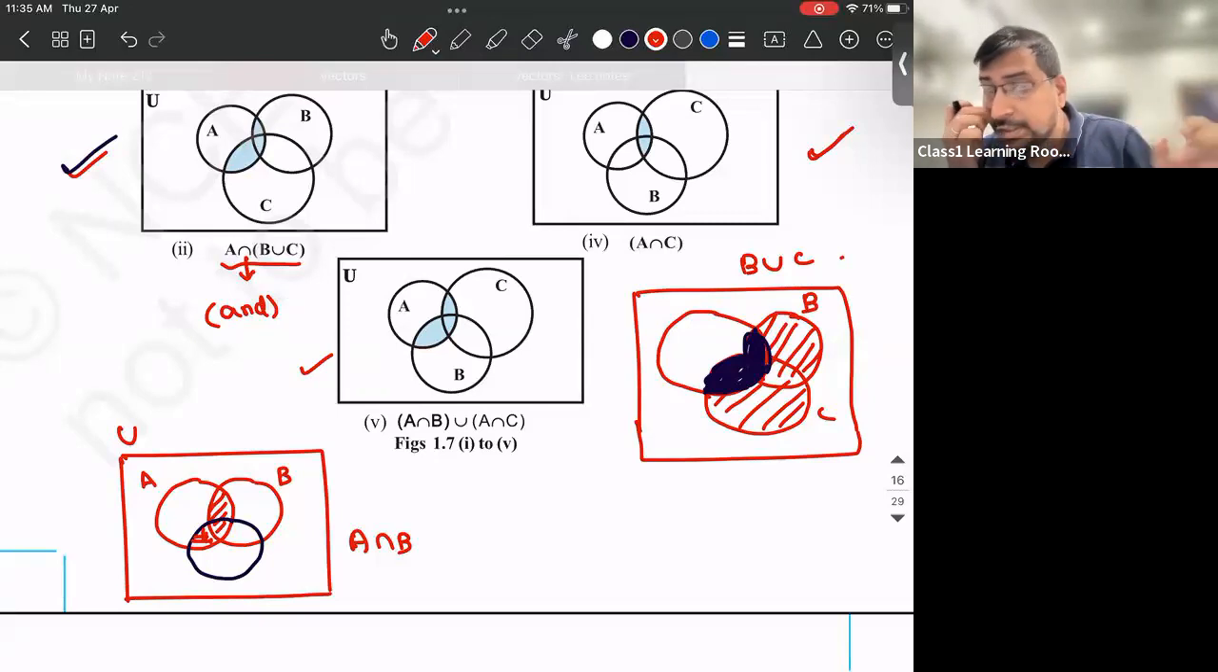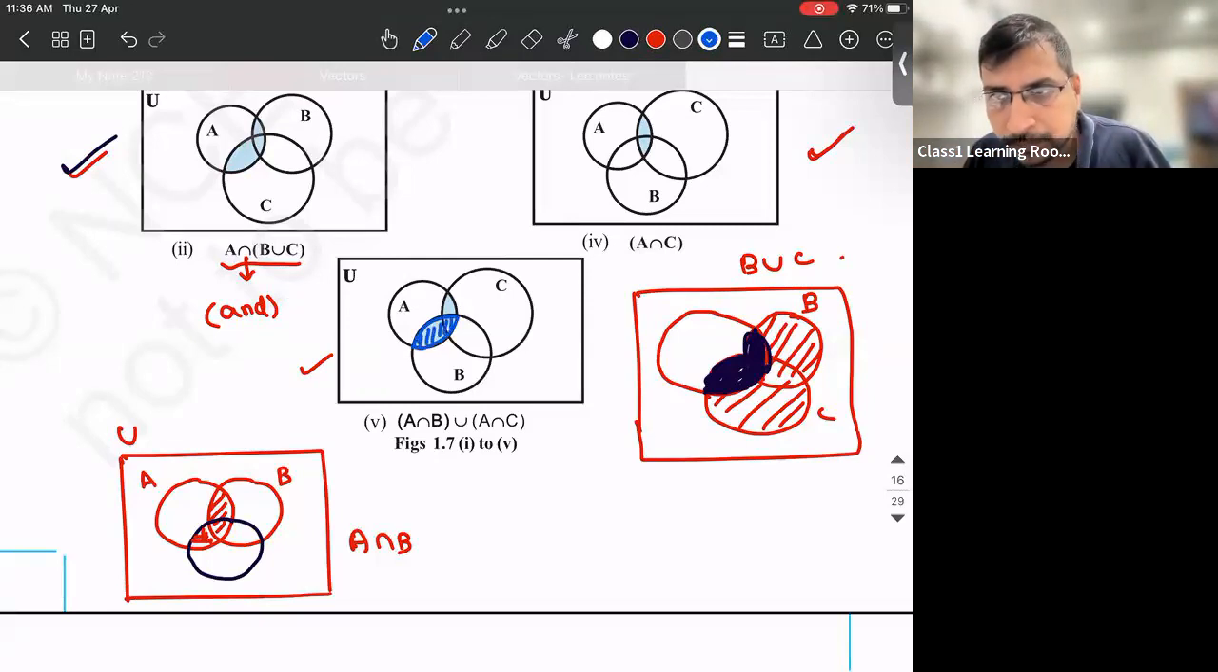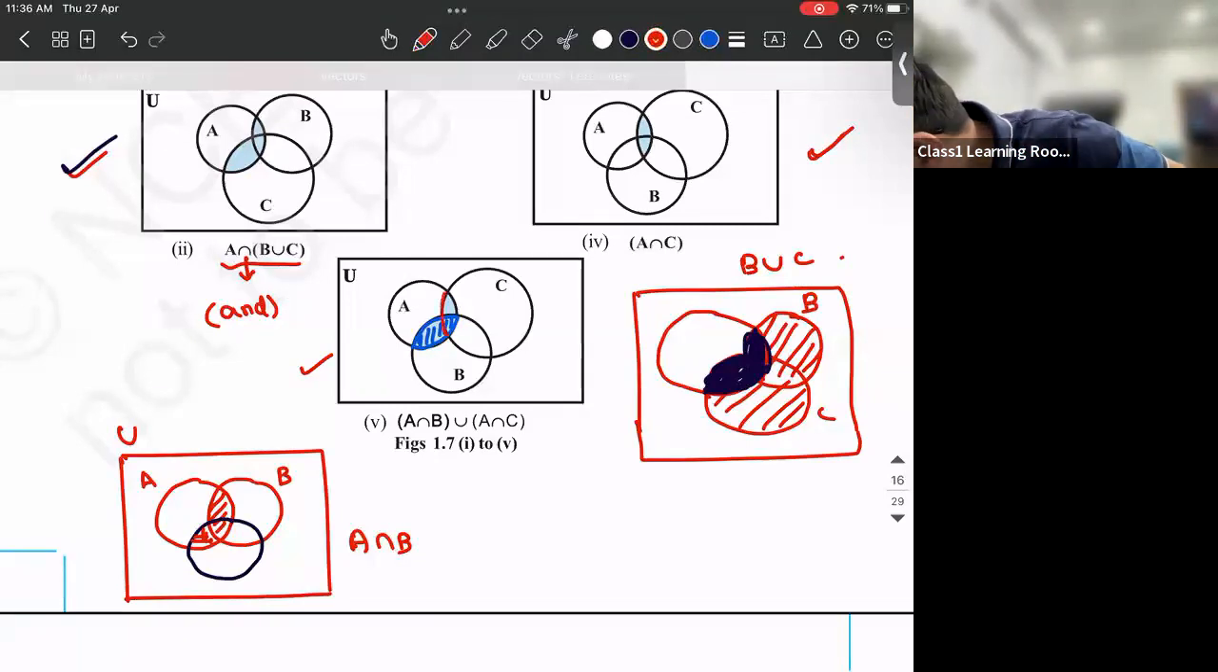We have A, B, C, all the three intersecting. So what is the meaning of A intersection B? A intersection B is this region. Correct. What is A intersection C? A intersection C is this region. So I need A intersection B union A intersection C. So it is going to be the total region. It is going to be this total region, no?